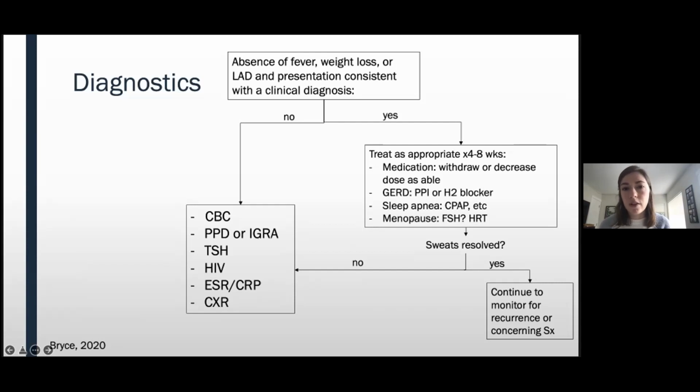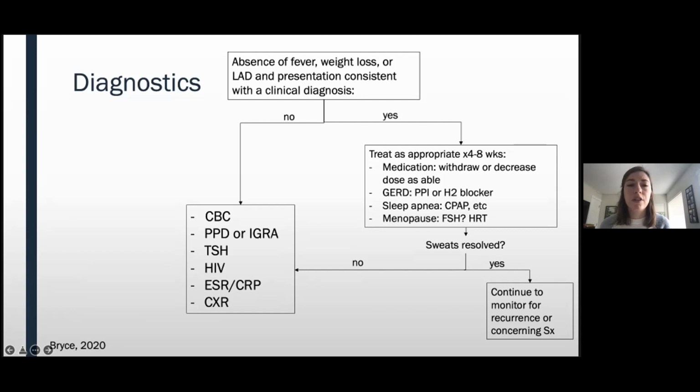If after this trial their sweats resolve, you're good to go, and you can just continue to monitor for any recurrence or concerning symptoms and educate your patient about those red flag things to look out for, like weight loss or fevers or lymphadenopathy.